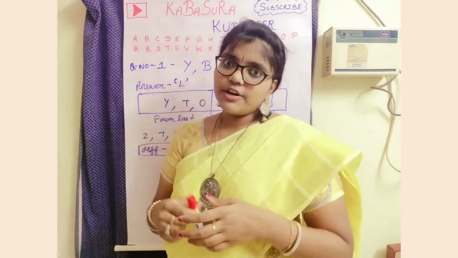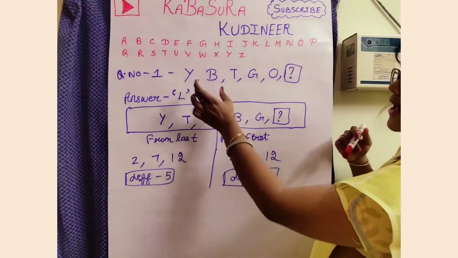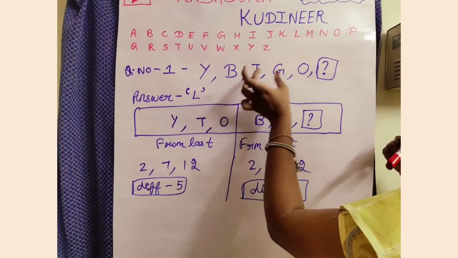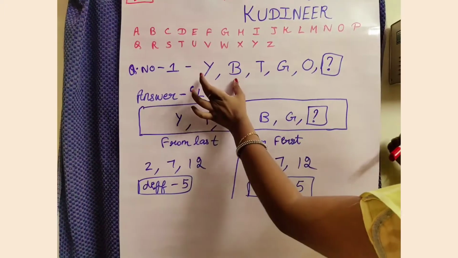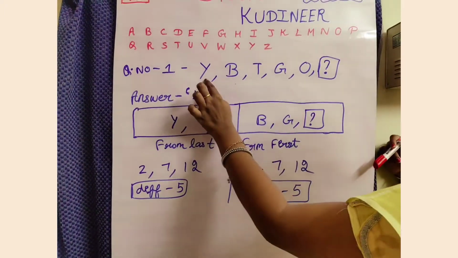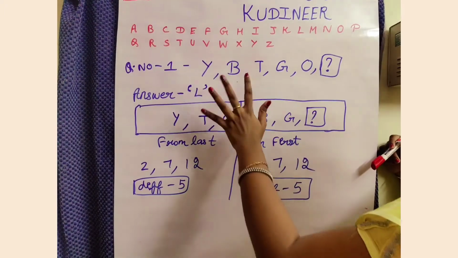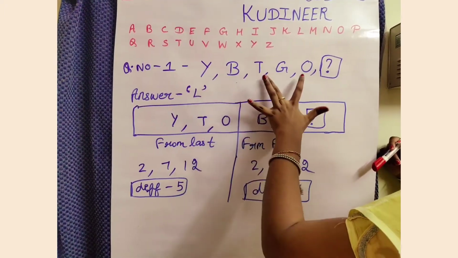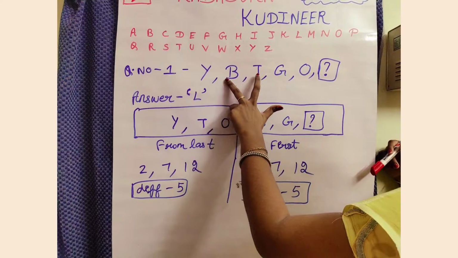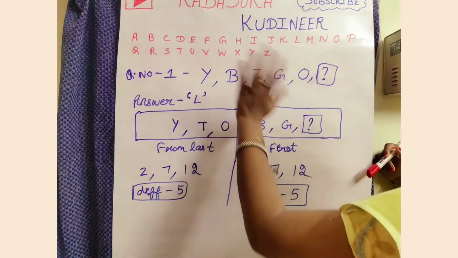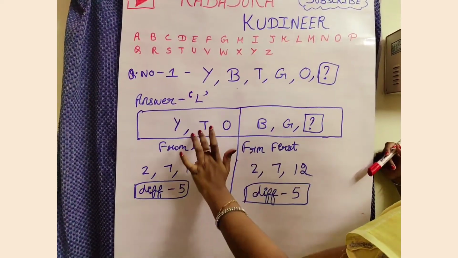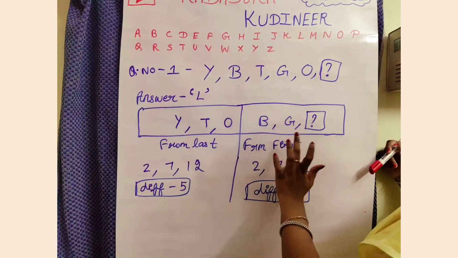We'll go into the first problem. The problem is given as Y, B, T, G and O. Observing the first two letters, we can find that this one is from the last of the series and this one is from the first of the series. So the alternate letters are from the last, and the second alternate letters are from the first. Now Y, T and O are from the last. B, G and this question mark are from the first.